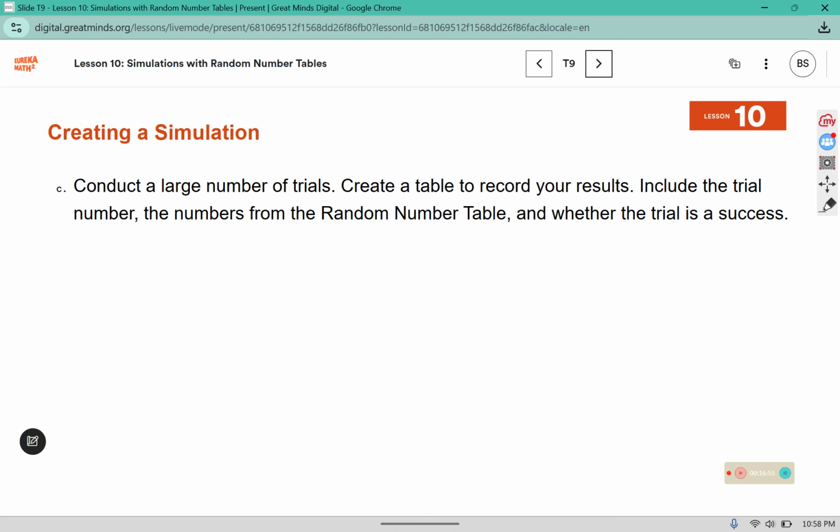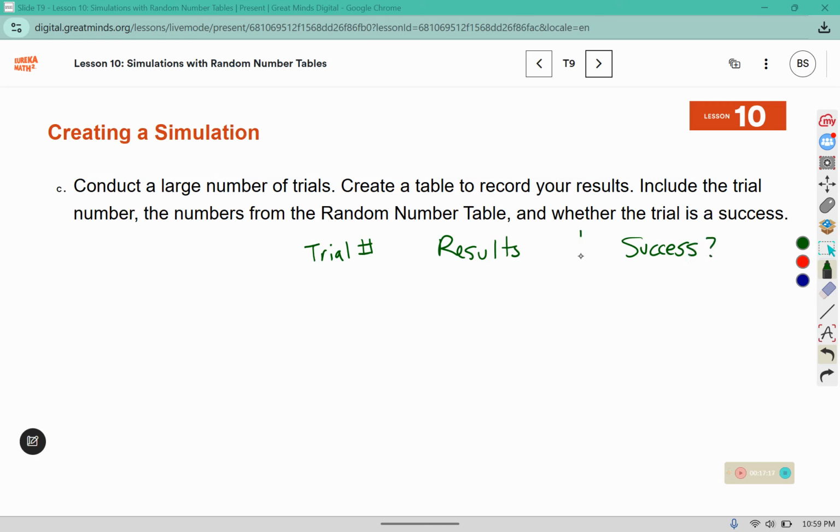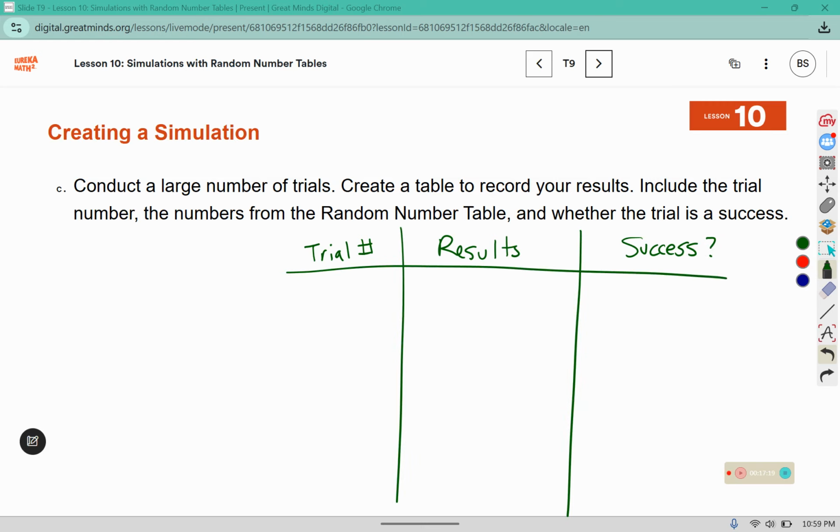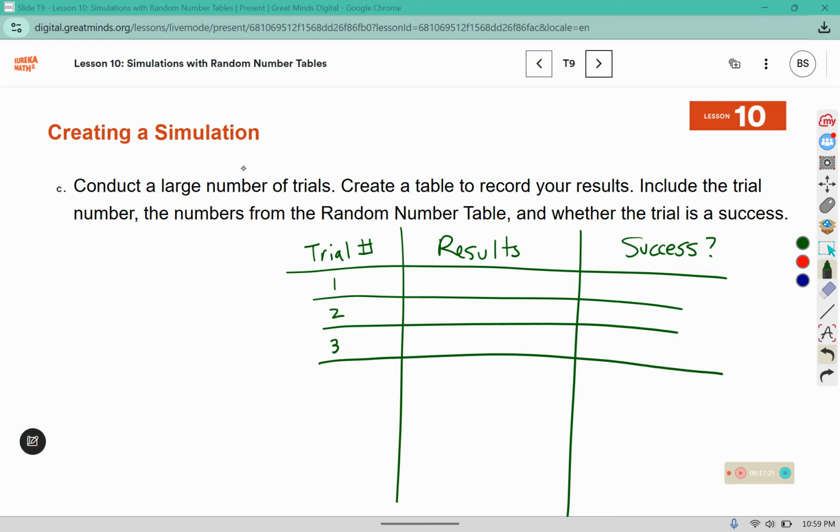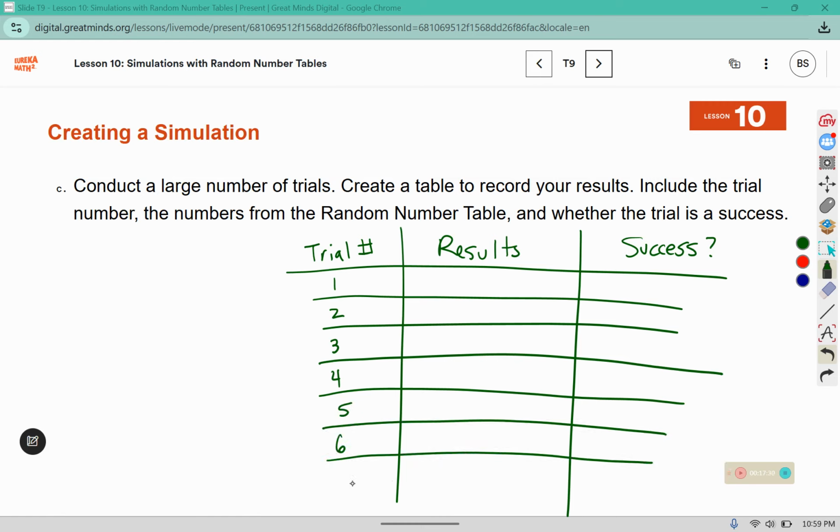So conduct a large number of trials, create a table to record your results, include the trial number, the random numbers from the table, and whether it is a success or not. We want to do a large number of trials, so the more trials we do, the better our results will be at indicating the theoretical probabilities.